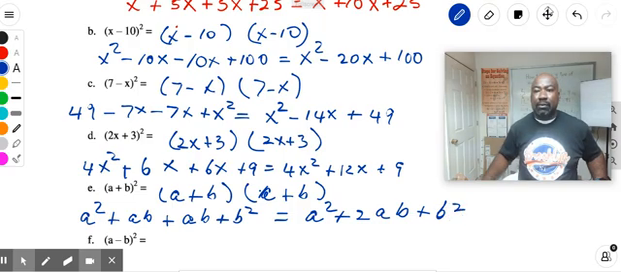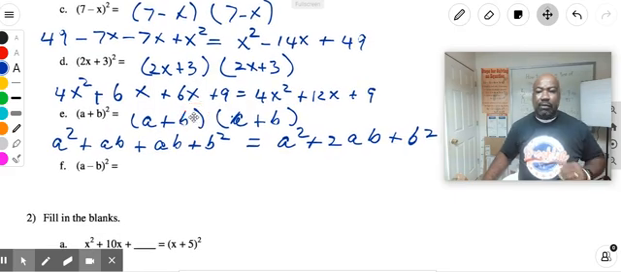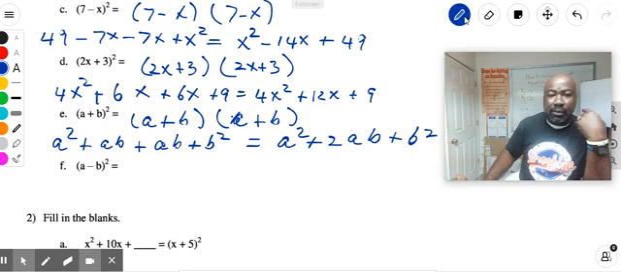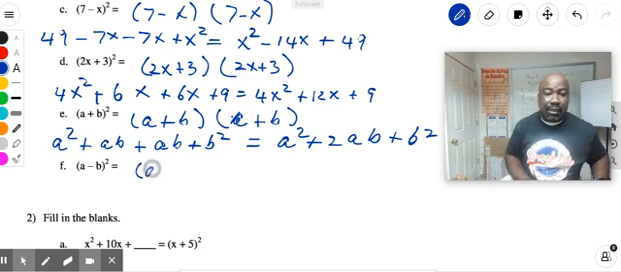Now let's move to the next one. We're down to f right here, and with f right here, we'll just take a look at this. It's the same thing. We have a minus b twice, right? And what we're doing is expanding it out. So when we multiply the FOIL, it's just a squared, and then we have negative, right?